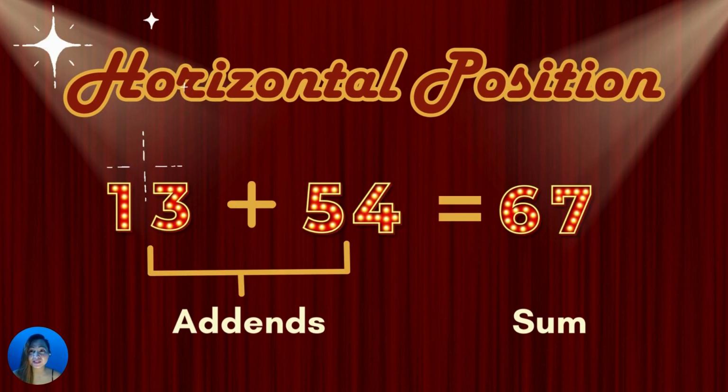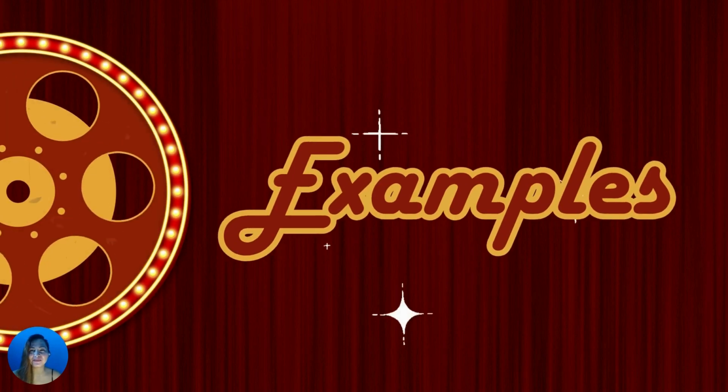A horizontal position of addition looks like this. It has addends and a sum. It is written horizontally. Example, 13 plus 54 is equal to 67. Where are the addends? Very good. And where's the sum? Good job!